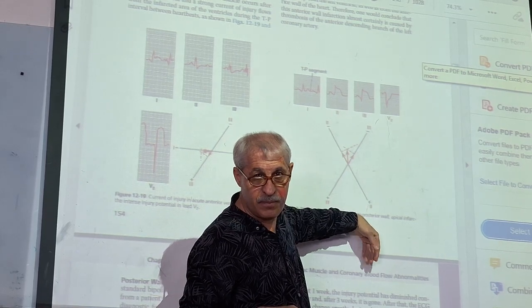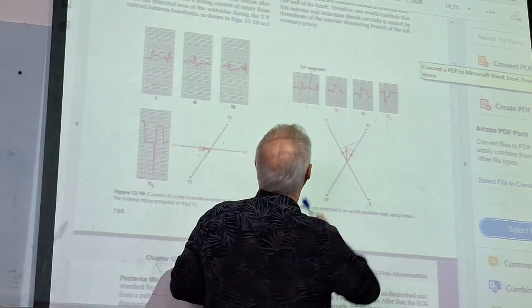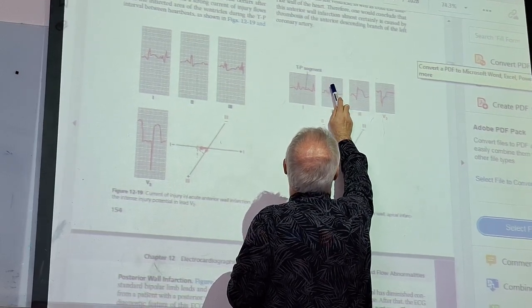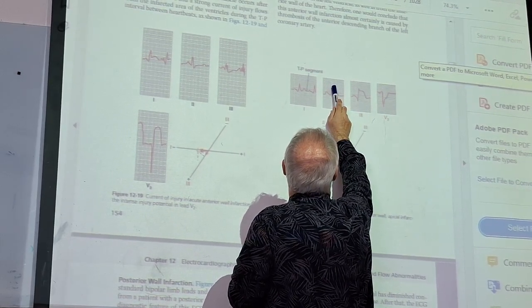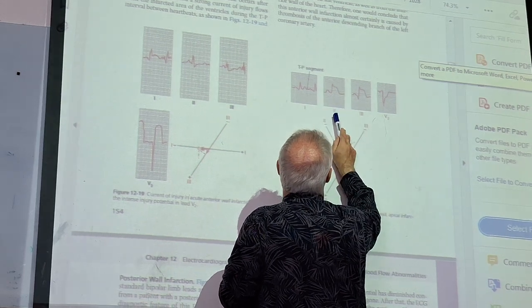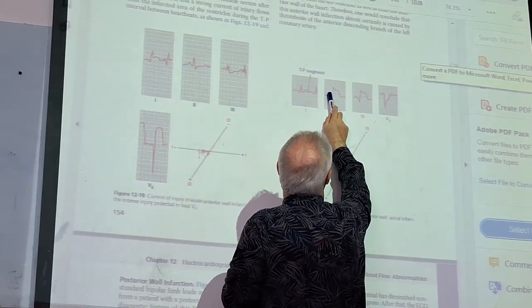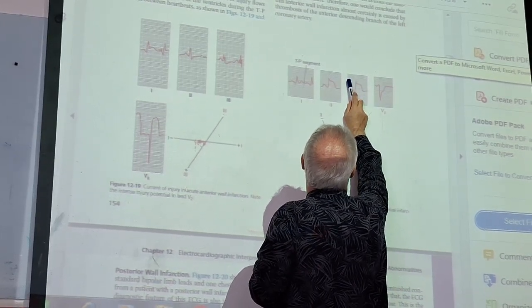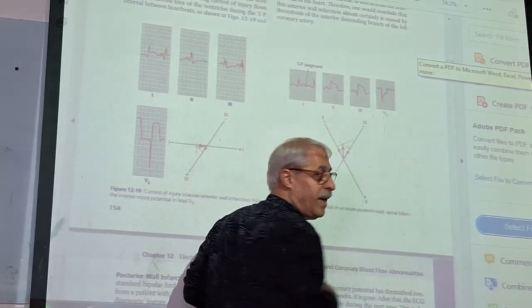Doctor, could you point where the J point is? See? Here. PQRS. This is the end of S. This is the J point. Make a horizontal line. In lead 2, this is negative. Lead 3, PQRS T. This is the J point. Both in lead 2 and 3 are negative.